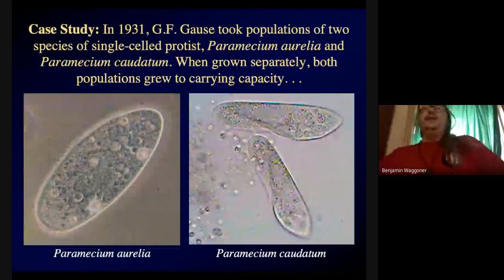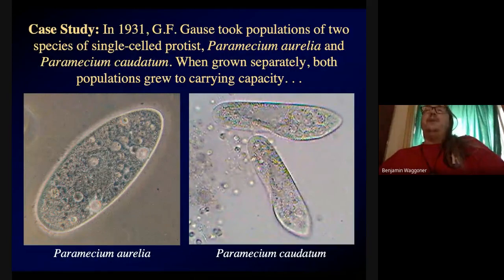Here's a great example of competitive exclusion. It was worked out in 1931 by a Russian biologist named Gause. And he took two populations of single-celled protist. These are single-celled. They're covered in cilia so they can swim around. On the left, you have Paramecium aurelia. On the right, Paramecium caudatum.